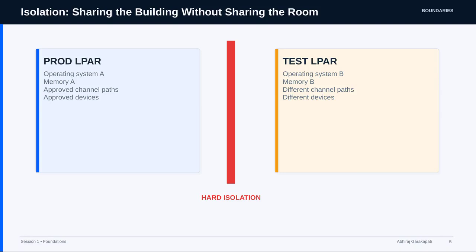This is where the apartment building comparison becomes most useful. Production and test can live on the same physical machine while still being separated. The production partition receives its own memory and approved I/O paths. The test partition receives a different set. One partition does not get to cross the boundary just because the underlying hardware is shared. If sharing is required, it must be designed deliberately. This isolation is one of the reasons many workloads can coexist on the platform with clear control over access.